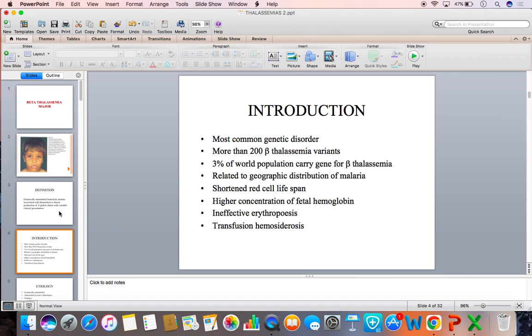And how to go about this? What are the genetics of various thalassemias? What is the clinical presentation? How to manage the child with thalassemia major? We are going to talk in detail about each aspect of this particular beta thalassemia major.